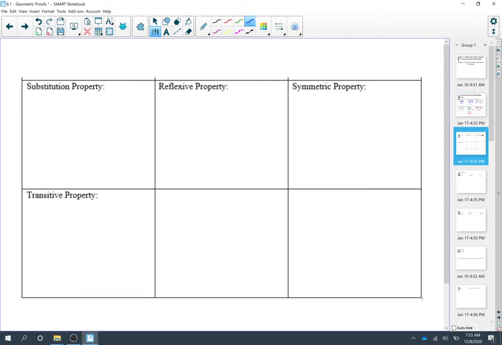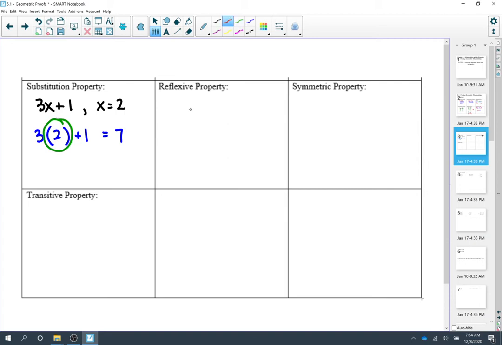Substitution property. Let's say we had 3x plus 1, and we know that x equals 2. Substitution property says that we can take 3, and instead of multiplying by x, we substitute the 2, plus 1, which is going to get us 6 plus 1, which ultimately is 7. But right here is the substitution property. If I know something equals something else, I can substitute it in its place.